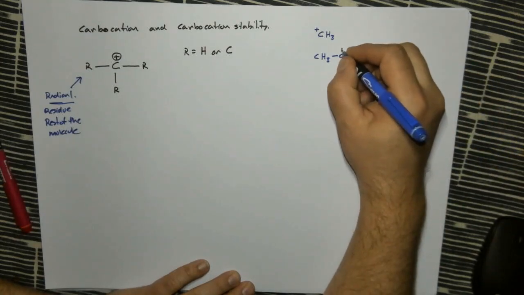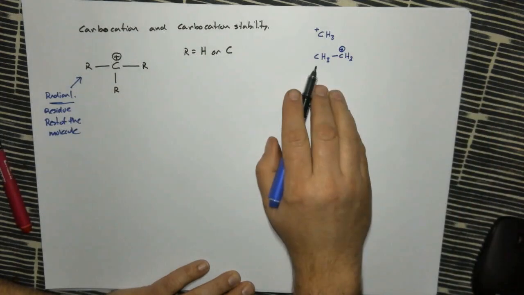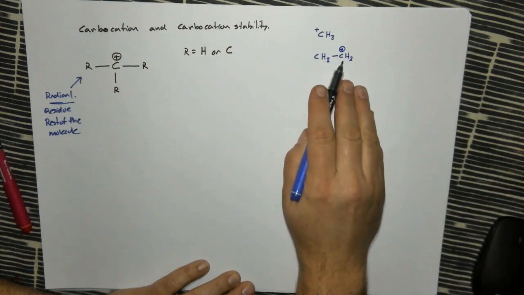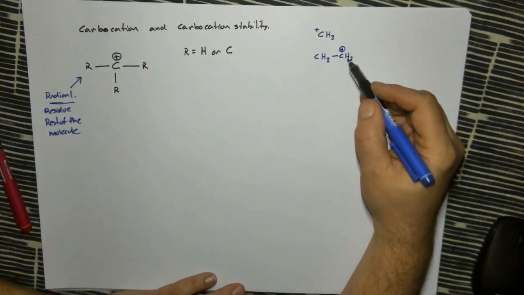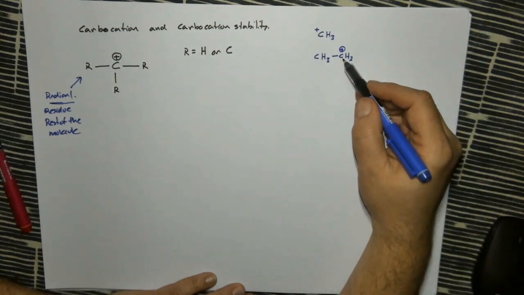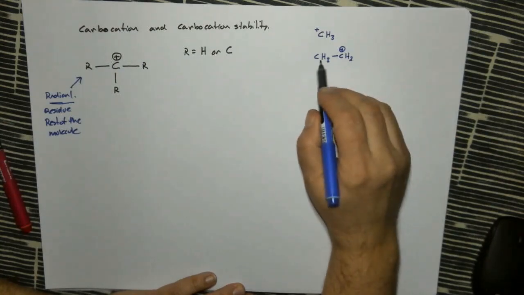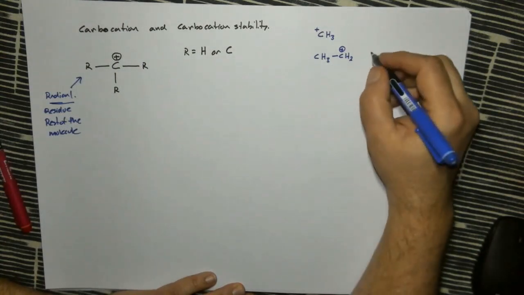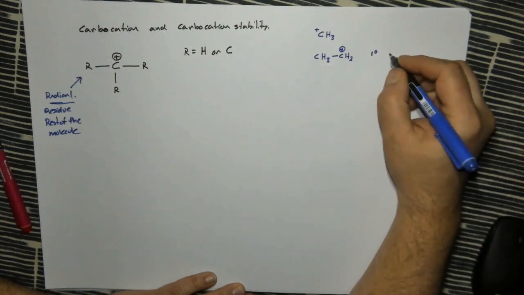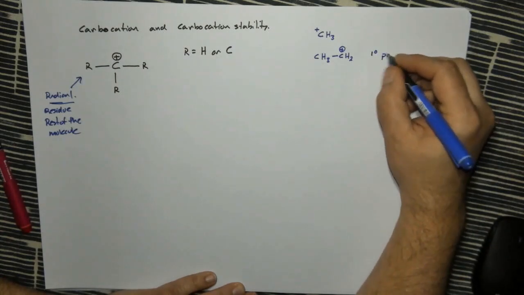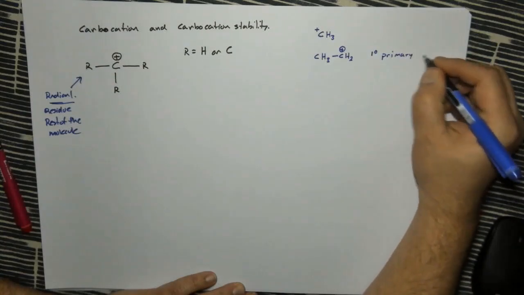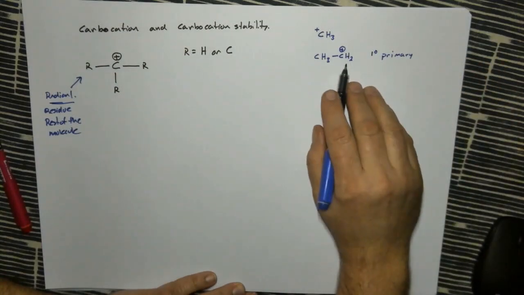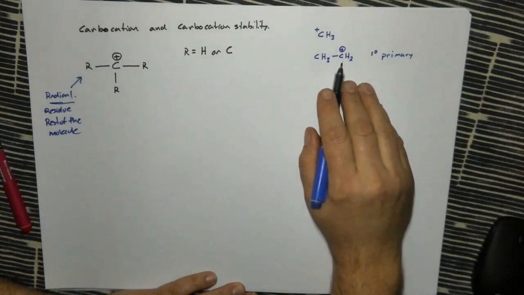So then you have a carbocation where the positive charge is on a carbon that is at the end of a carbon chain. And if a carbon only has one other carbon neighbor, then it's referred to as a primary carbon, or a first degree carbon. And so this is a primary carbocation.